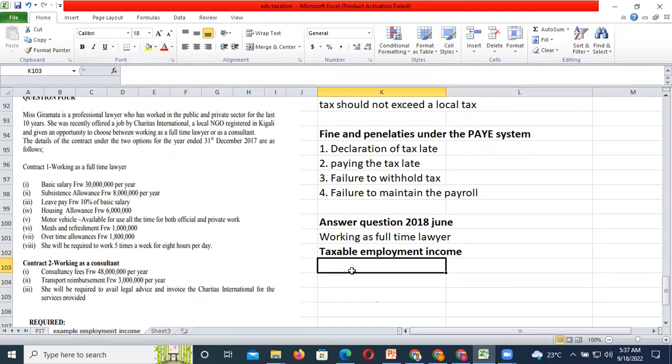So what we will have is our basic salary, which is 30 million per year. Please always look at the question before answering and identify whether it is per year or per month, most especially with employment, because as we saw yesterday, it has these two parts. It is 30.